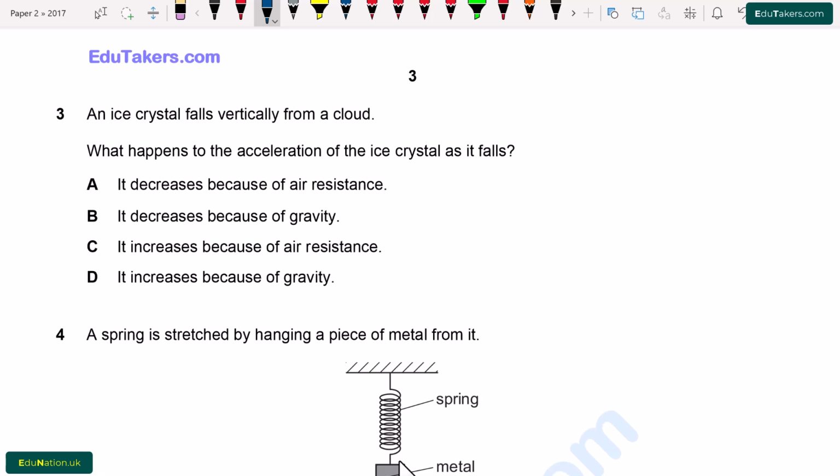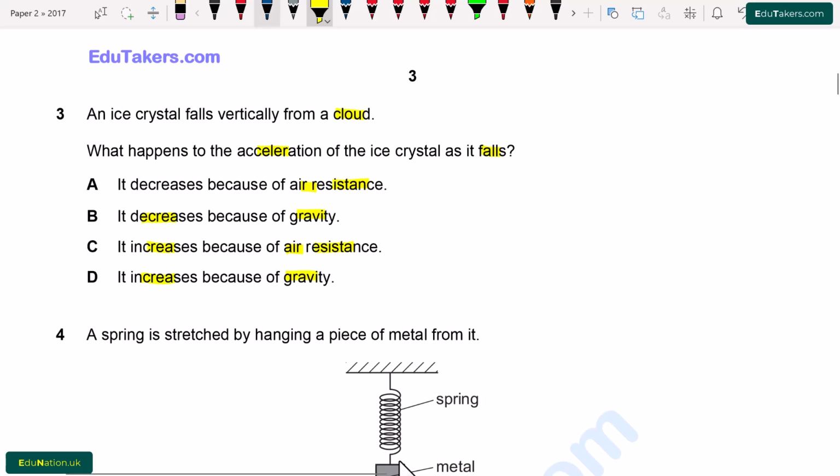Question number 3. An ice crystal falls vertically from a cloud. What happens to the acceleration of the ice crystal as it falls? Option A, it decreases because of air resistance. B, it decreases because of gravity. C, it increases because of air resistance. D, it increases because of gravity.